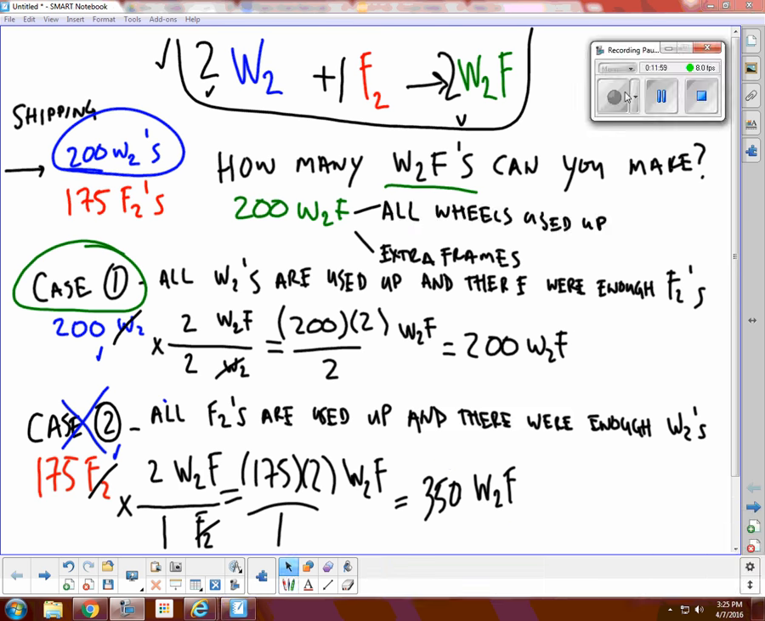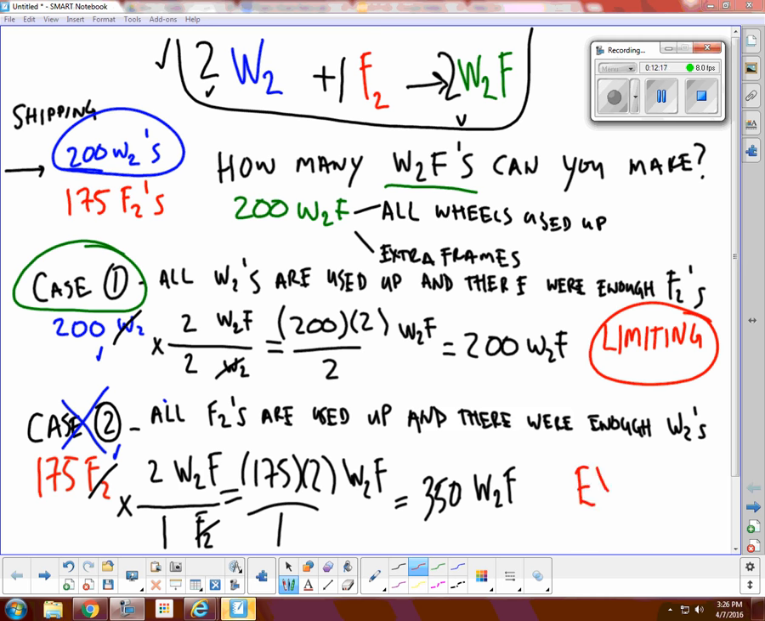In other words, case 1 tells us that the wheels are considered our limiting reactant. It limits the amount of bikes that we can make. Whereas the frames, we had extra. So the frames are what we consider our excess reactant.